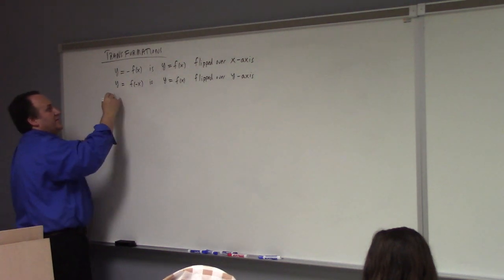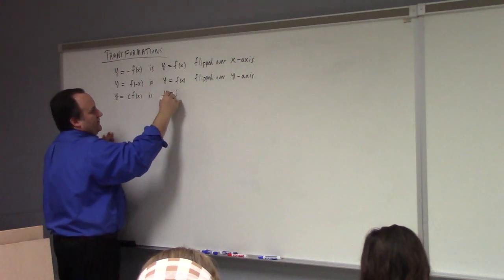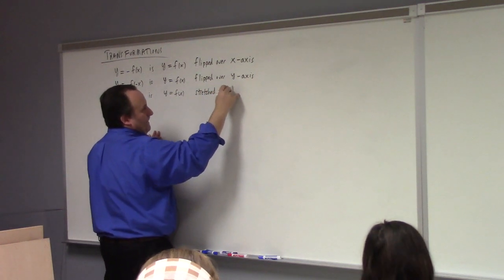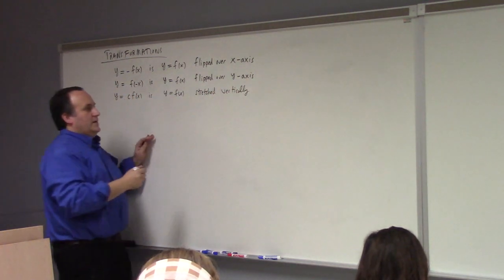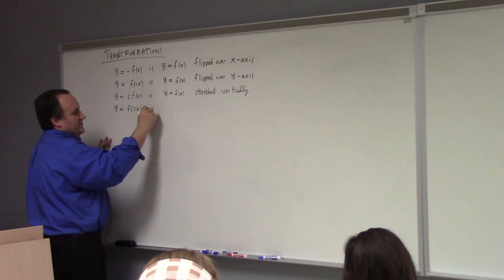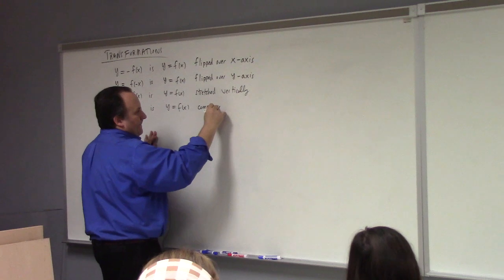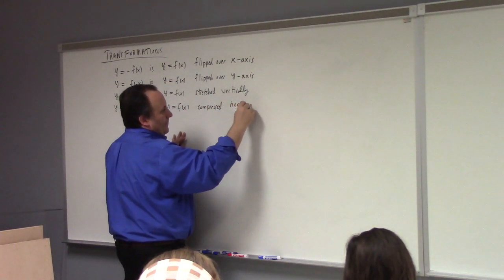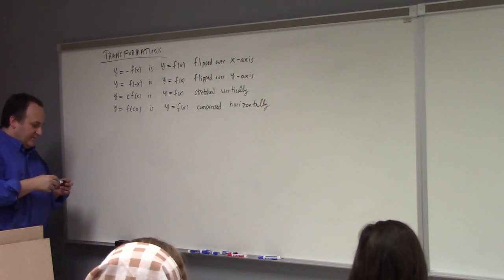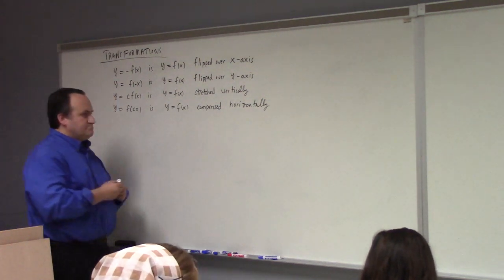Let's see here, what else? If we have y equals c times f of x, that is y equals f of x stretched vertically. And finally, if you have y equals f of cx, that is the graph compressed horizontally. So this adds to our repertoire of what we did last time in terms of how we can create new graphs from old. Let me show you an example.